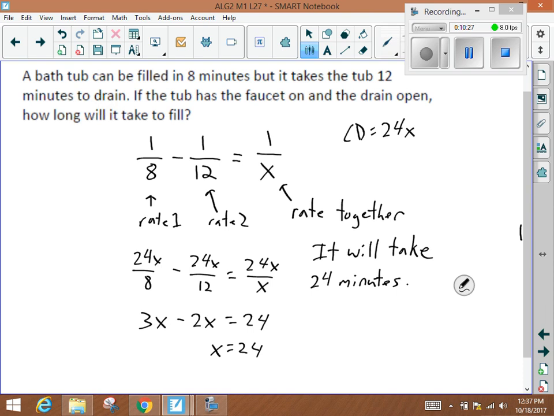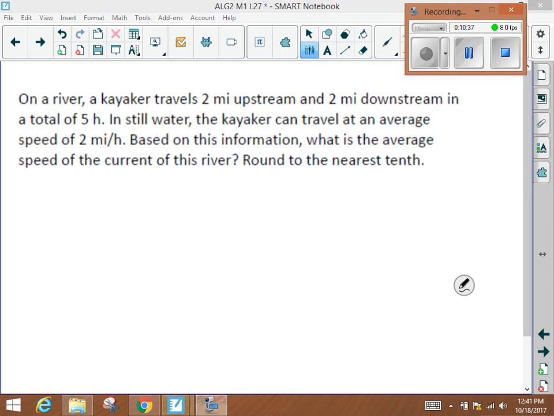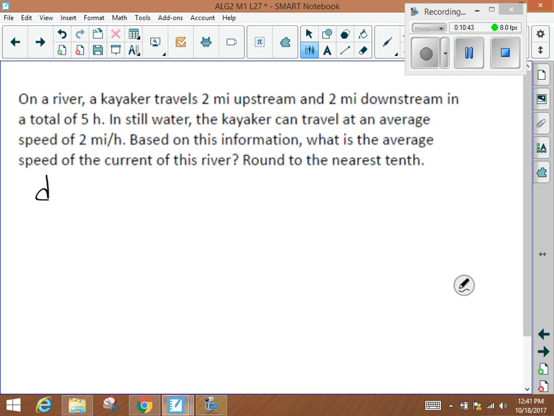Moving right along, let's do something a little bit different. So now we're going to deal with distance problems. With the distance problem, we're always going to rely on the fact that our distance is always equal to our rate times our time. So we're always going to be setting up equations in terms of distance, rate, and time. I like to set it up into two things.